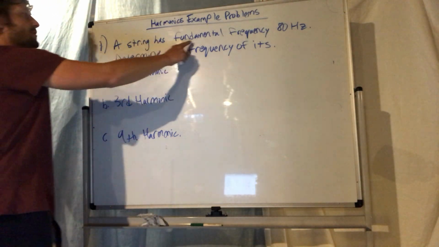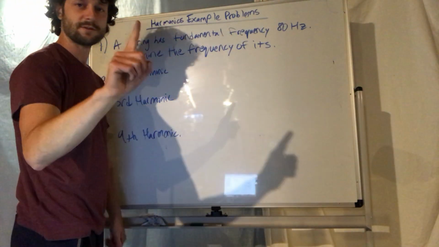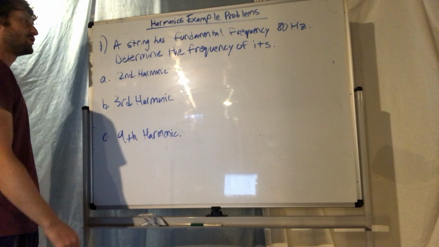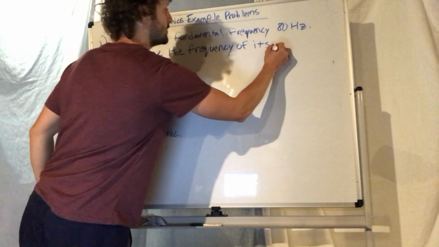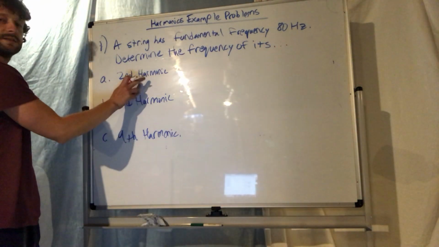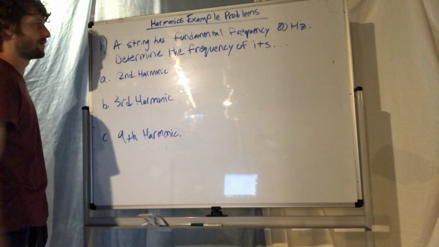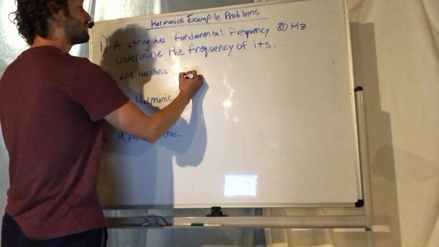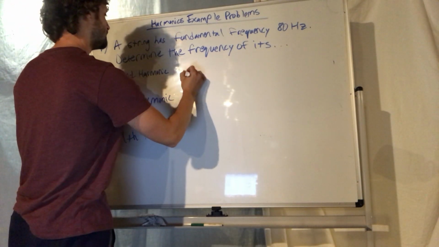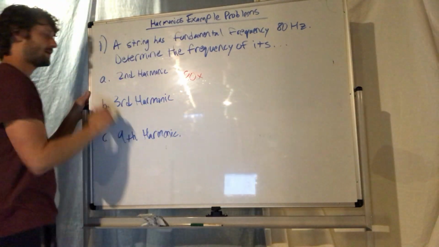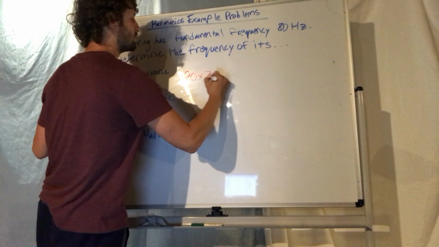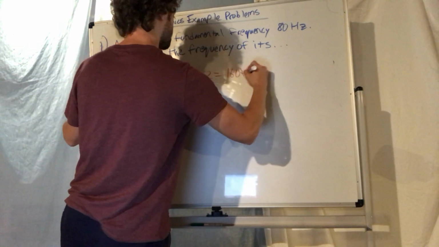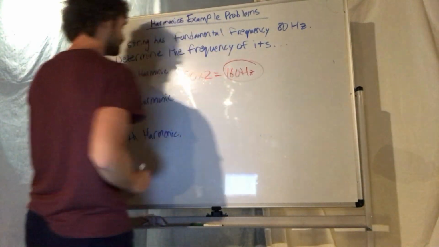A string has a fundamental frequency, that's for the first harmonic, of 80 hertz. Determine the frequency of its second harmonic, third, and ninth harmonic. How do we do that? Well, if you take your fundamental frequency, 80, to get the second harmonic, just multiply the fundamental by 2. And you get 160 hertz for the second harmonic's frequency.